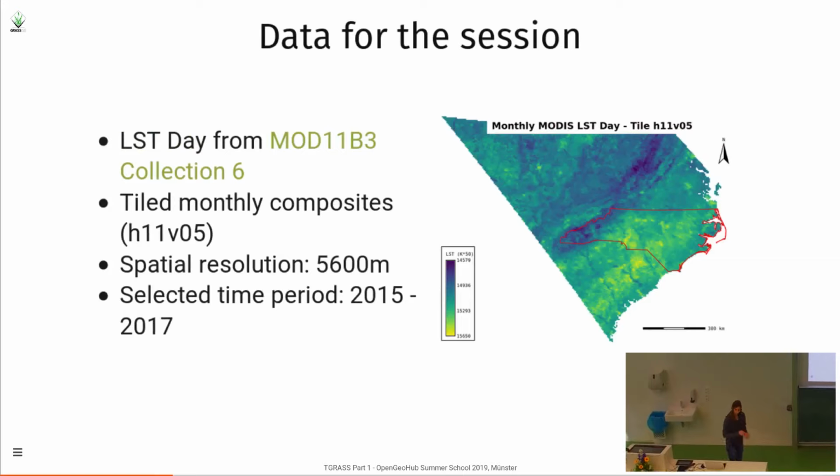And as I said before, just a little bit more detail about the data we will use. It comes from the MODIS 11B3 collection 6 product. It's a tiled monthly composite. And that's the number of the tile corresponding to North Carolina state. It has a spatial resolution of 5,600 meters that corresponds to most global climatic models. And the selected time period is from 2015 until 2017.